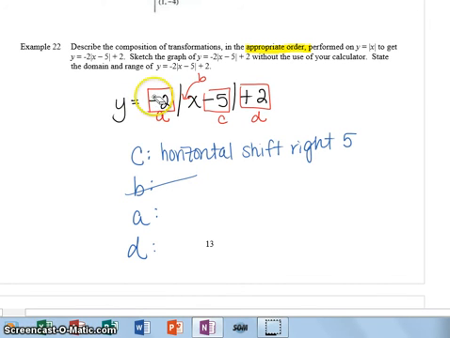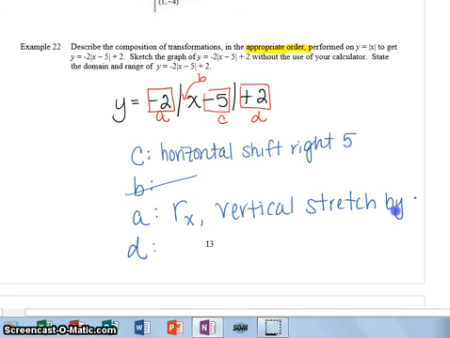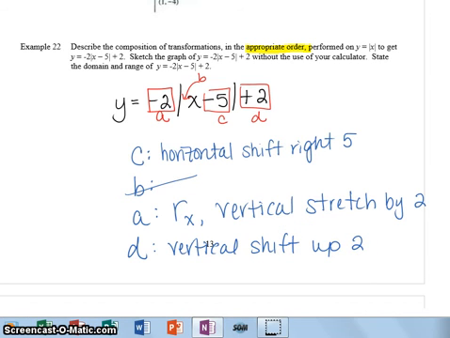A's got 2 things going on. The negative symbol means there's a reflection over the x-axis, and the 2 is outside, so that is a vertical stretch. How do I know it's a stretch? Because that number is greater than 1, and then I write by 2. So it's a vertical stretch by 2. Last but not least, I have D. D is my vertical shifts. So D is a vertical shift up 2. Okay, so again, you must memorize each of these parts.